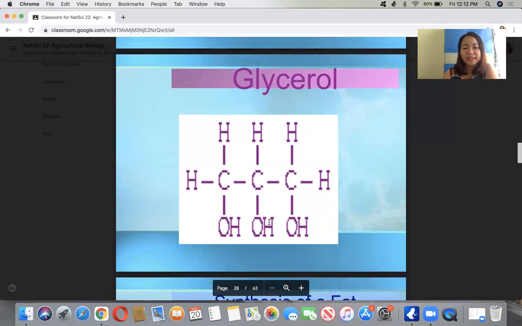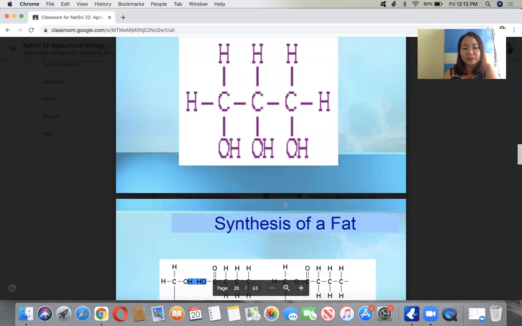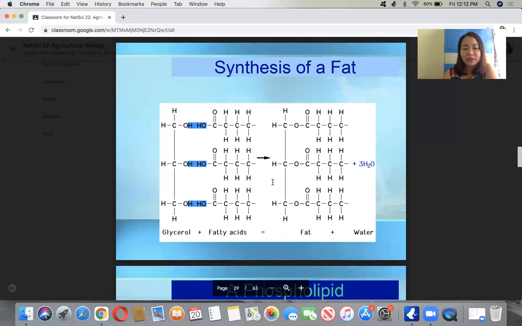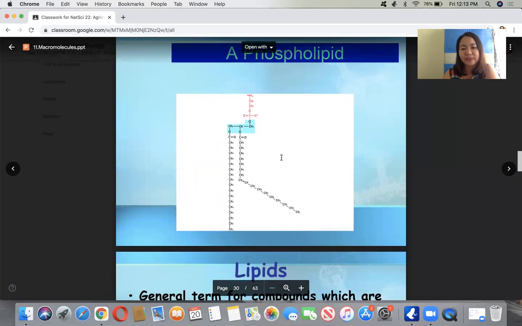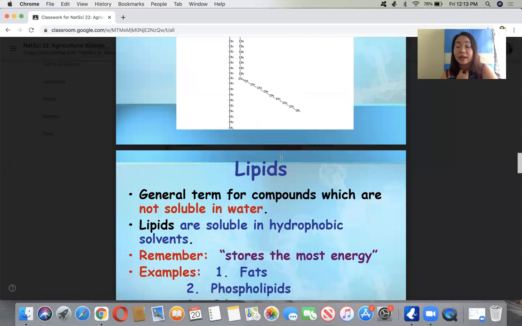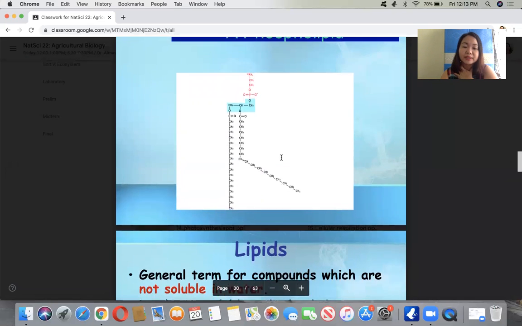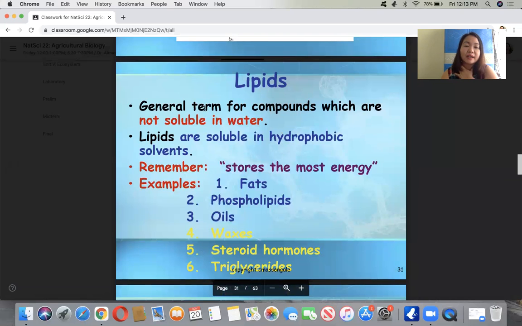So this is the structure of a glycerol, and fats are synthesized as shown below. So glycerol plus fatty acid is equal to fat, with the release of water. So this is an example structure of a phospholipid, which is found in the membranes. And these are the lipids.